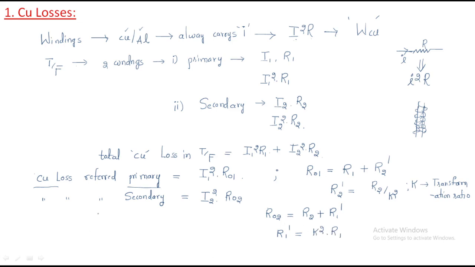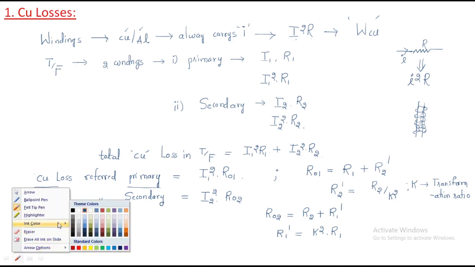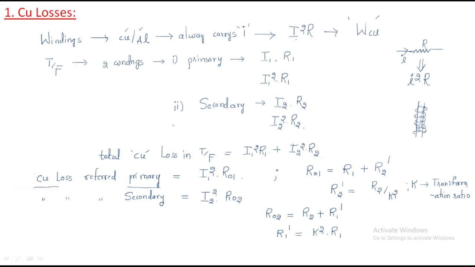So we have three types of formulas. The first formula is I1 square R1 plus I2 square R2. This represents the complete copper loss.